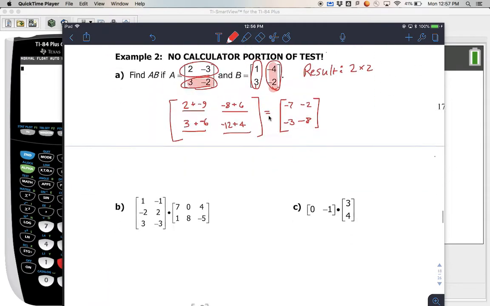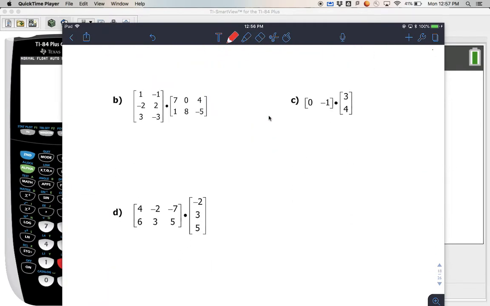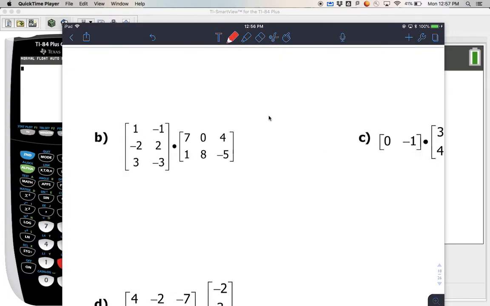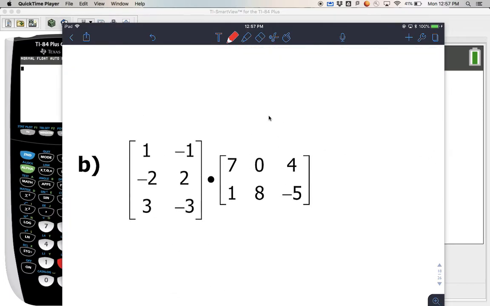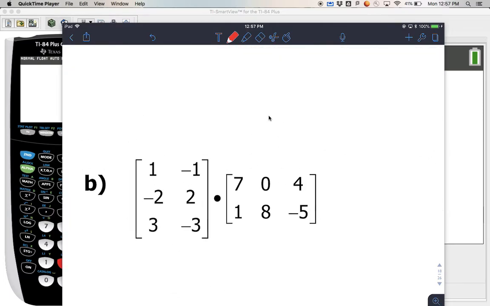So got a few more here that we're going to try out. So let's see here. This first matrix here, let's make sure we can multiply it. That is 3 rows by 2 columns. And then this second matrix right here is 2 rows by 3 columns. So we need to determine, can we multiply them? We can. The result is actually going to be a 3 by 3.